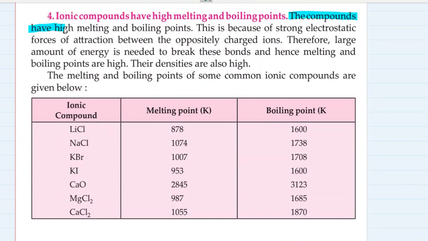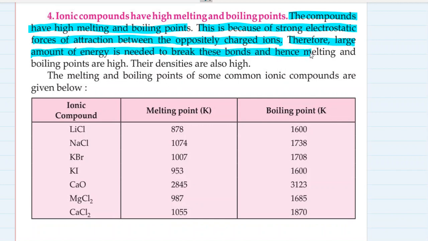Ionic compounds have high melting and boiling points. This is because of the strong electrostatic forces of attraction between the oppositely charged ions. Therefore, a large amount of energy is needed to break these bonds, and hence melting and boiling points are very high, and their densities are also very high. The melting and boiling points of some common ionic compounds are given here.